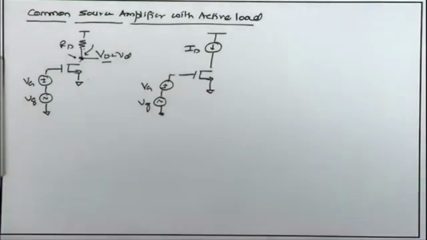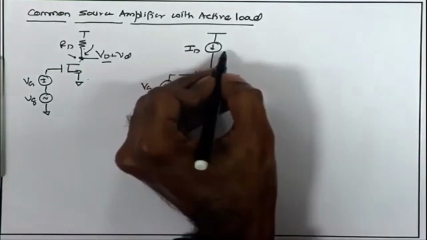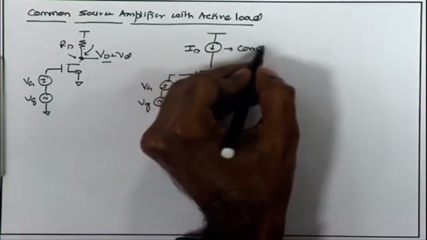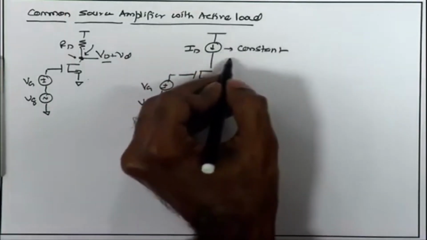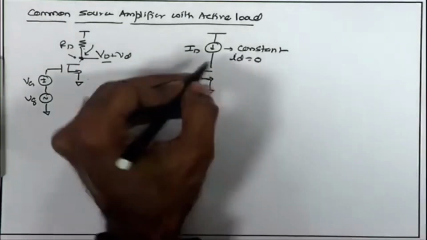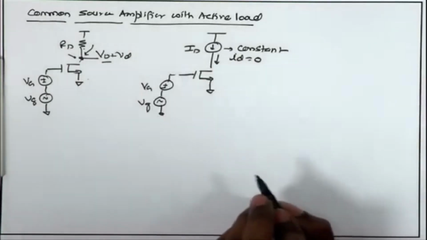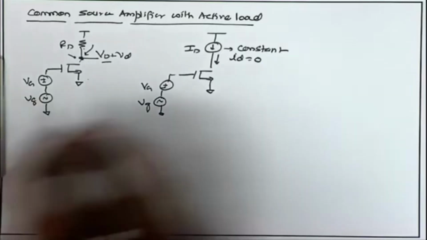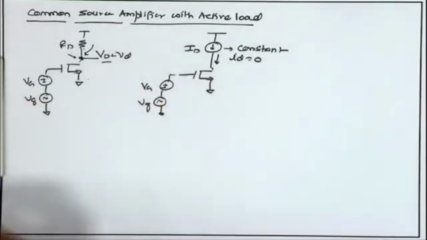So, what is the property of an ideal DC current source? This must remain constant. Therefore, there is no small signal ID, small signal ID is 0. This current flowing into the drain will never change. So, how does this give us any gain?